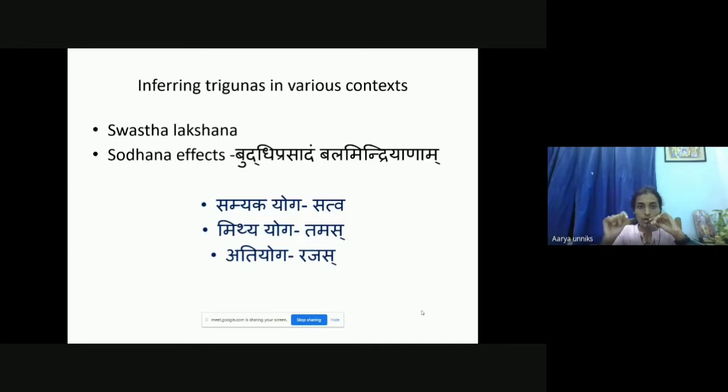Now we go for inferring the Trigunas in various contexts other than what is mentioned. So we have started the presentation with Swastha Lakshana. I hope you remember it. Maybe this had been too long and you would have forgotten it. So Swastha Lakshana, Prasanna Atmendriya Mana. That is something you would remember. So Swastha Lakshana, what is it? Sama, Sama, Sama.